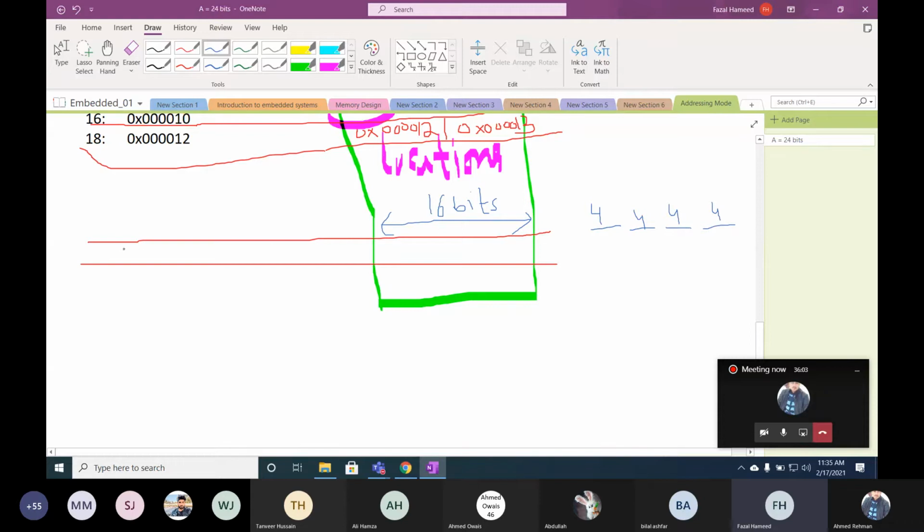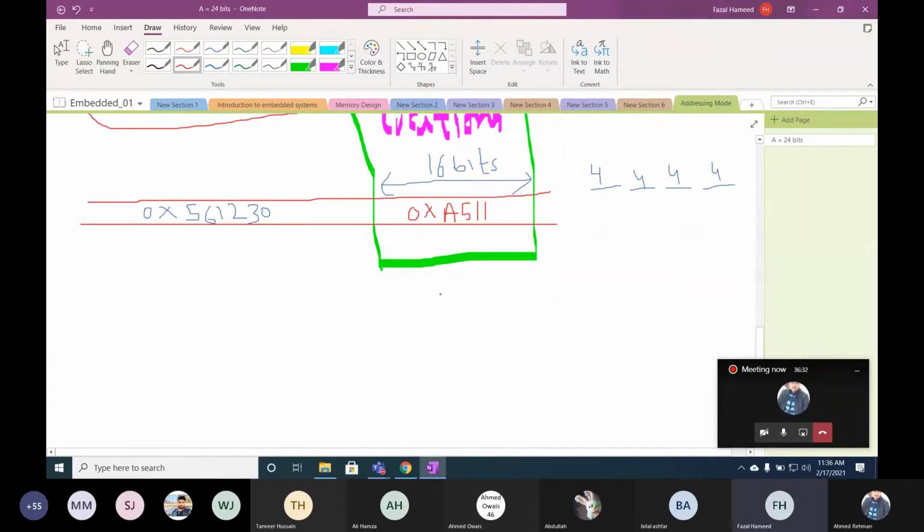And let's assume the data that is stored at this address, maybe this is any address. Let's assume this address is 0x561123. Let's assume this is an address, 0x5612, because this is 24 bits. So this is an address, and the data. Let's assume that the data that is stored is 0xa511. Okay. What is the address of A5? What is the address of A5? And what is the address of A1? So the address of A5 is even or odd?